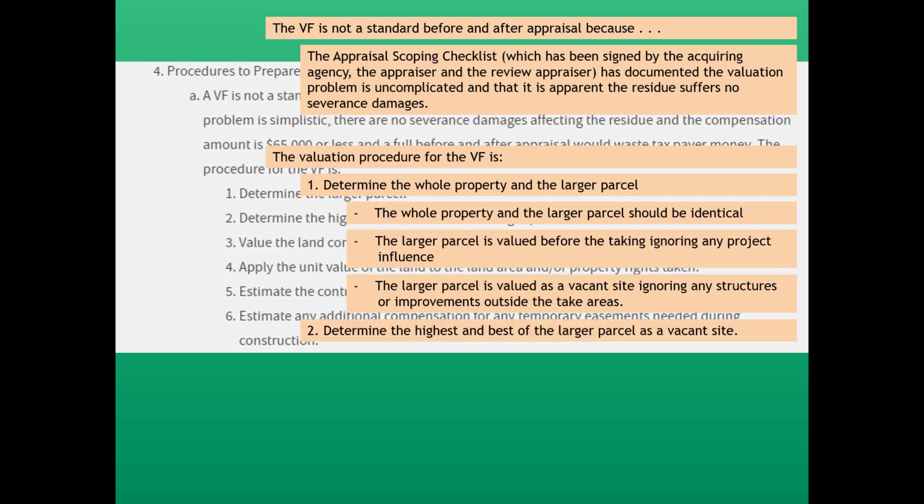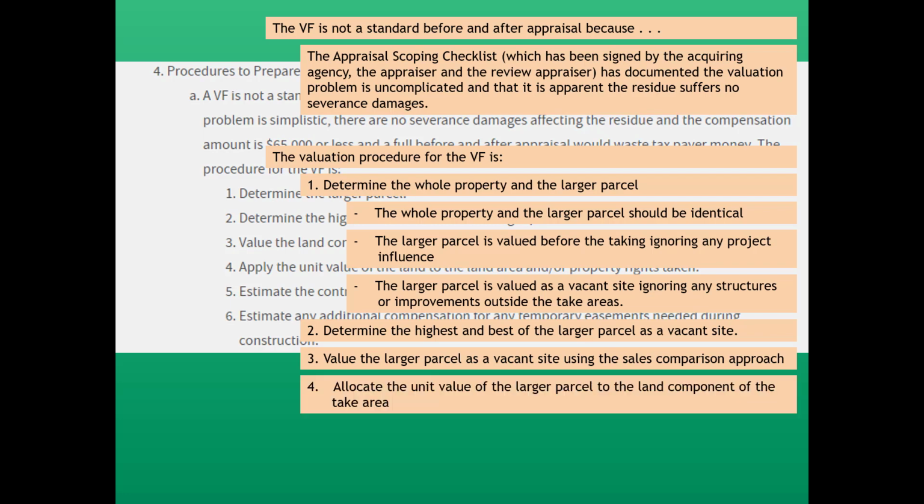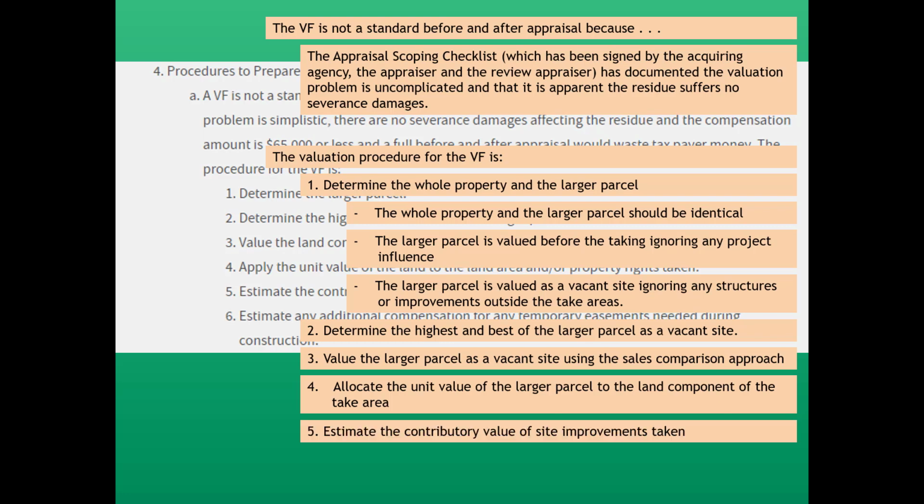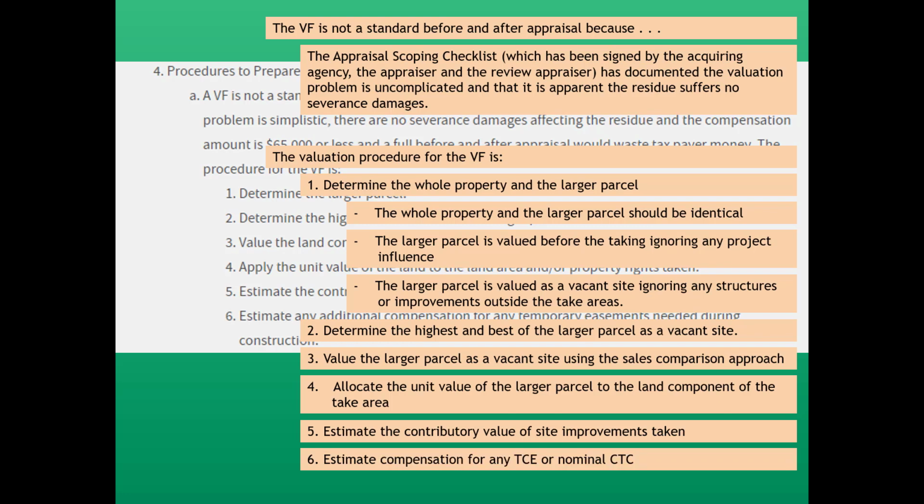2. Determine the highest and best use of the larger parcel as a vacant site. 3. Value the larger parcel as a vacant site using the sales comparison approach. 4. Allocate the unit value of the larger parcel to the land component of the area taken. 5. Estimate the contributory value of site improvements taken. 6. Estimate compensation for any temporary construction easement or any nominal cost to cure.